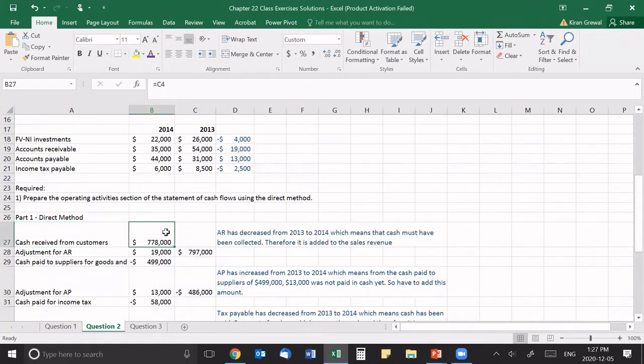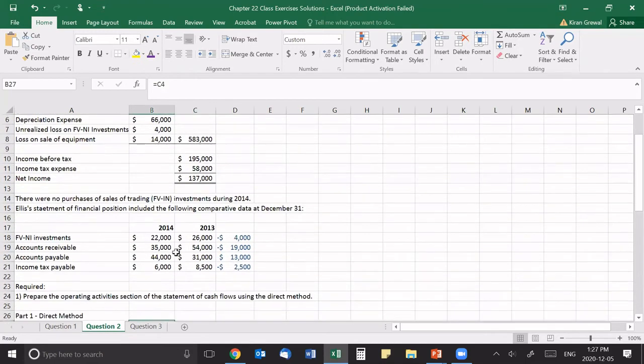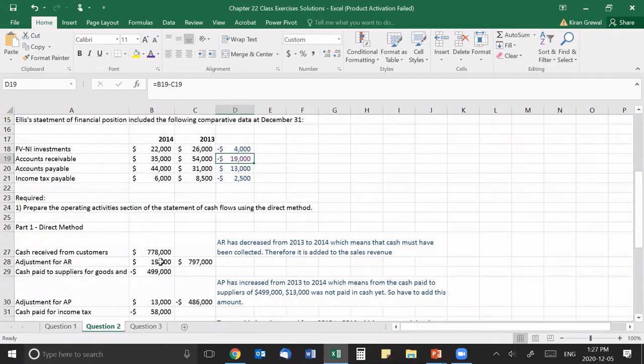Then we're going to adjust this for accounts receivable. So let's look at what happened to accounts receivable. I just did these totals here to look at the change: current year minus prior year gives you the change in each of these accounts. So 35,000 minus 54,000 gives us a negative 19,000. So accounts receivable has gone down from prior to this year, which means we would have received cash. So that's going to increase our cash. We add the change in AR, and then we can do a subtotal: 778 plus the 19,000 gives us 797 for cash received from customers.